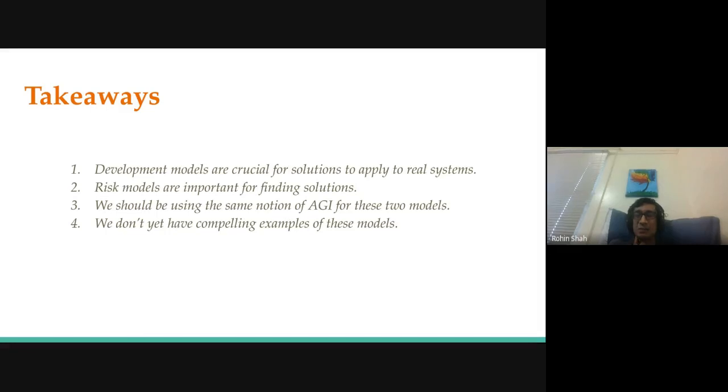Would they be able to tell you any of the sorts of things I was talking about during this talk? Probably not. The development models, maybe, but probably not the risk models. But you know, I'm optimistic about the trend.